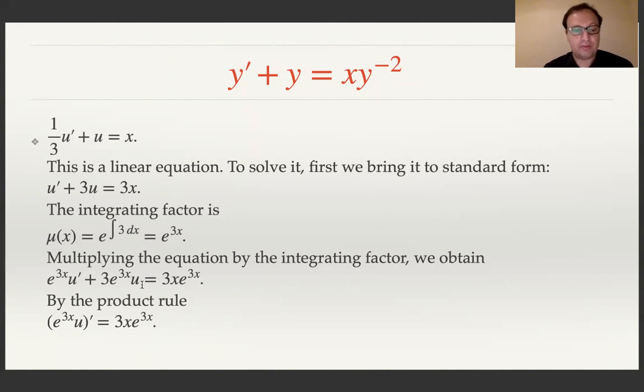But because we chose the correct integrating factor, of course, now both terms on the left-hand side of the equation combine and give the derivative of the product e to the 3x times u. So when the derivative falls on e to the 3x, you get 3e to the 3x times u. When the derivative falls on u, you get e to the 3x u prime. So this works out. The whole left-hand side is e to the 3x times u, everything prime.